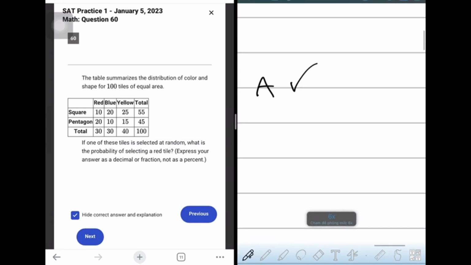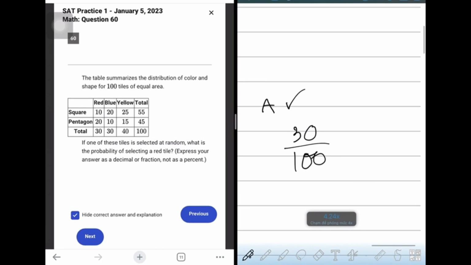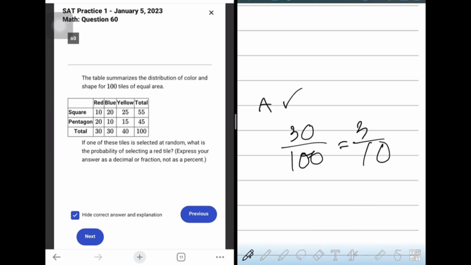So we can make sure that the correct answer is A. Yeah. This is the probability. Selecting a red tile, you see the total red is 30, and the total is 100 tiles. So we take 30 and divide it by 100, and then we have 3/10. Yeah, right.